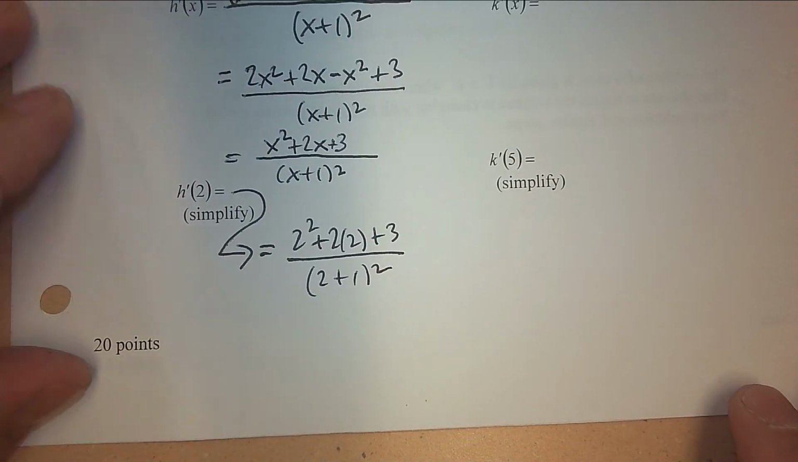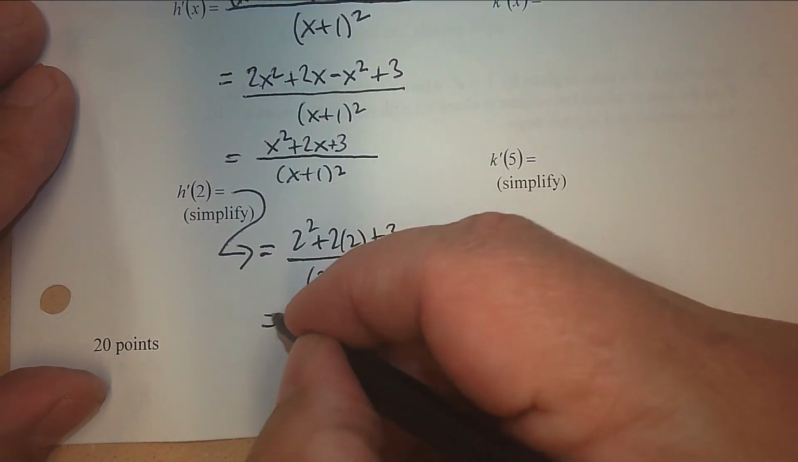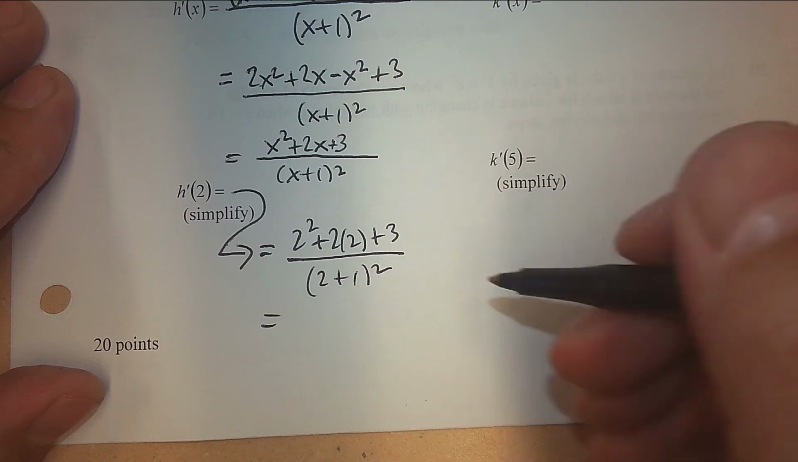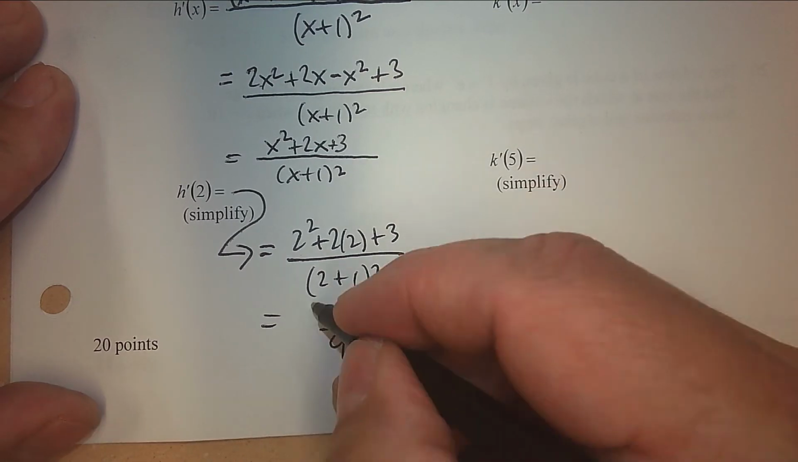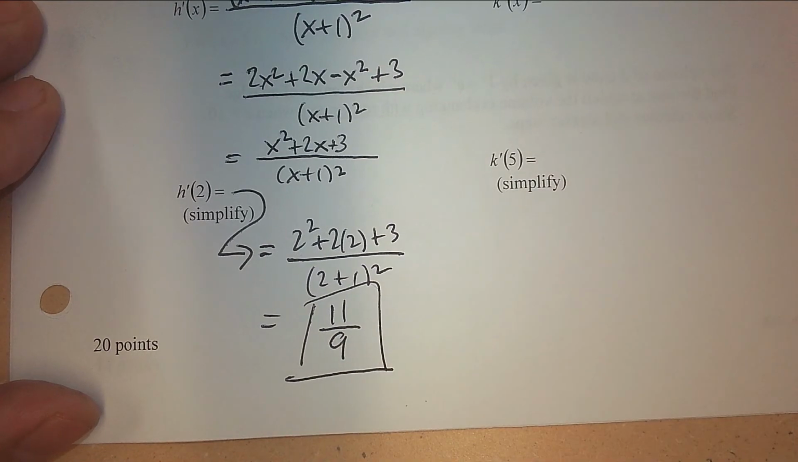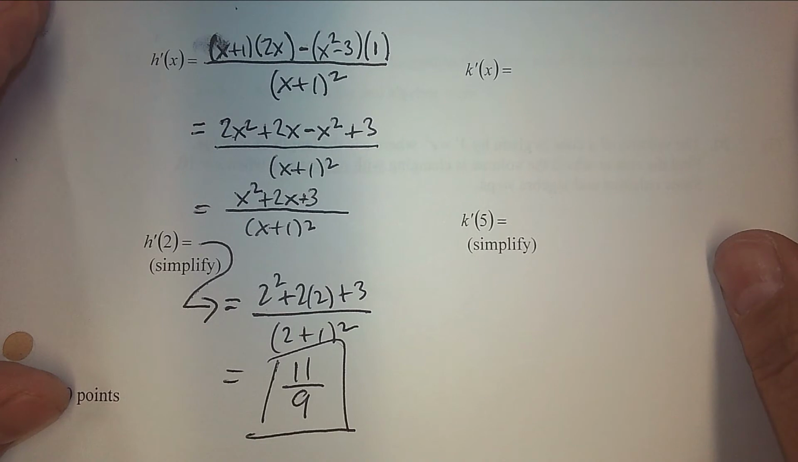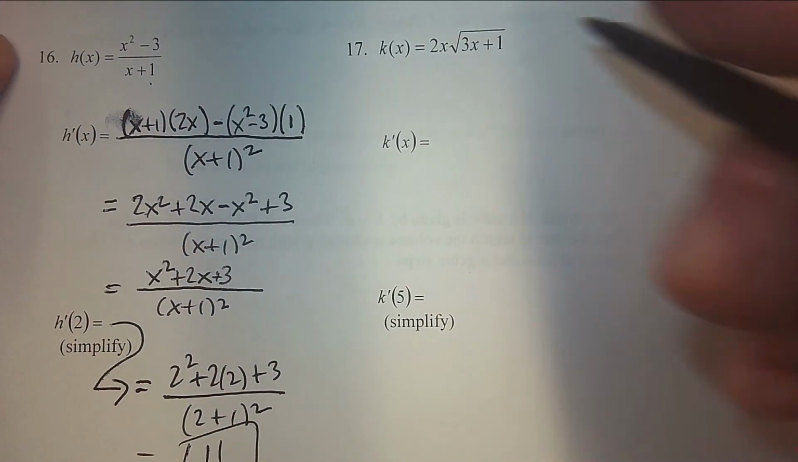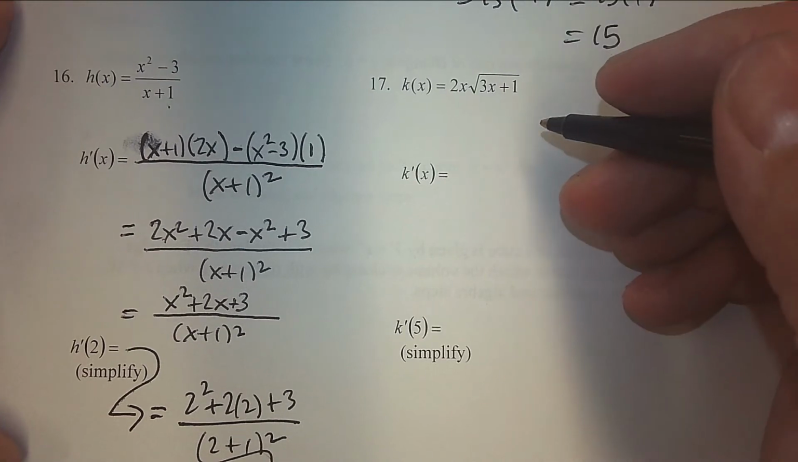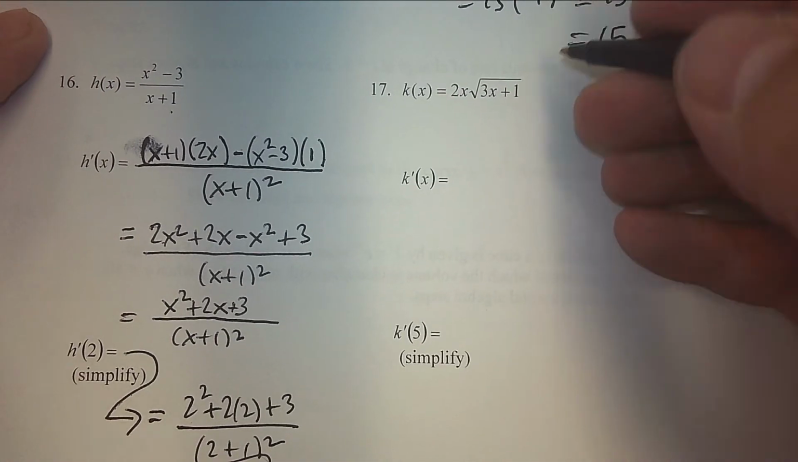So plug in 2 for x, and we get 4 plus 4 plus 3, and 3 squared. And there's your answer. (17). This one's going to involve the product rule and the chain rule, but let's just get to start first.